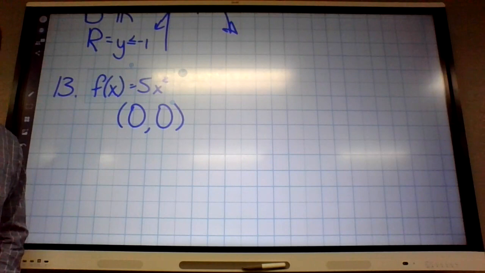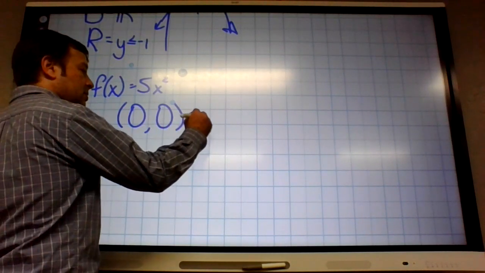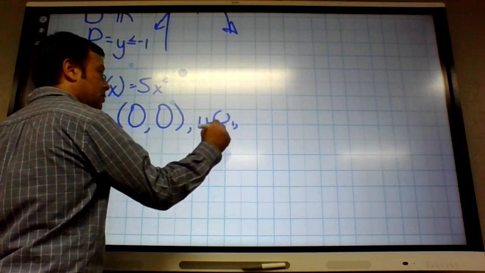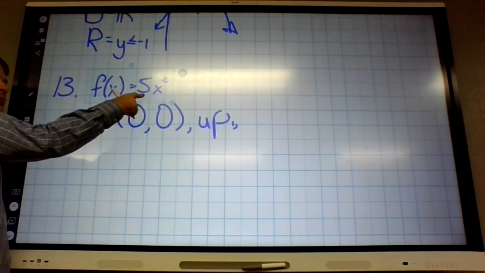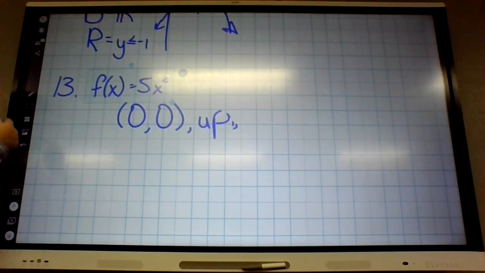Okay, the opens part means, is the parabola going to open up or down? Up. How did you know that? Because the x squared term is positive. If it's positive, it's going to go up. If the x squared term is negative, it'll go down.